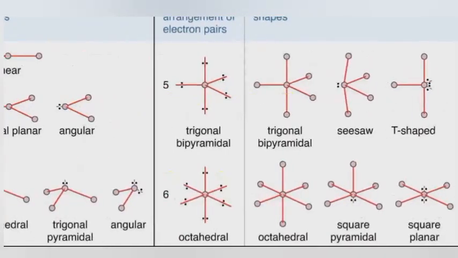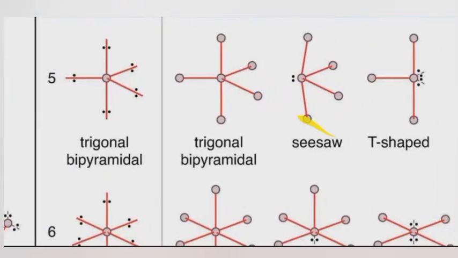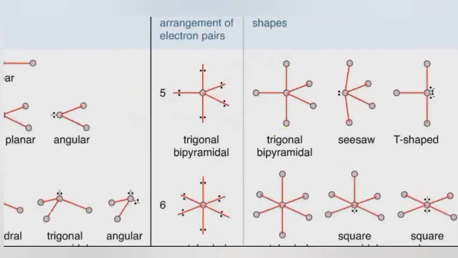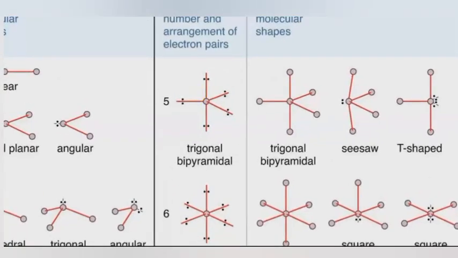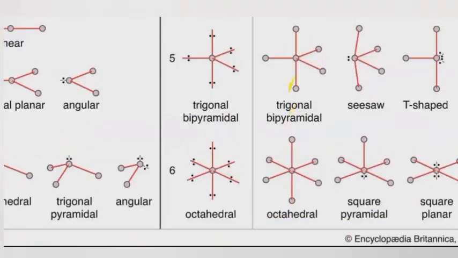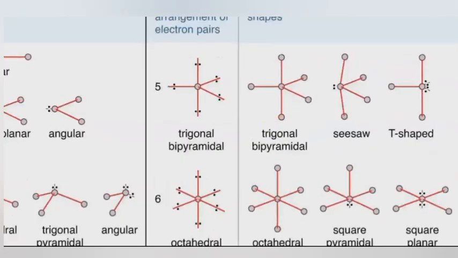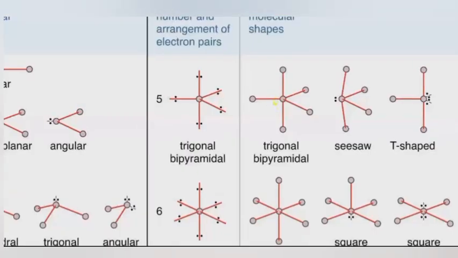So in this case, this is how a scenario where we have 5 bonding pairs looks like. When we have 5 bonding pairs, this is what the structure looks like.